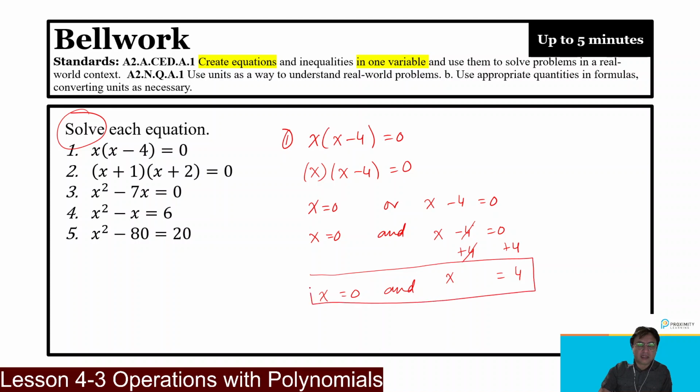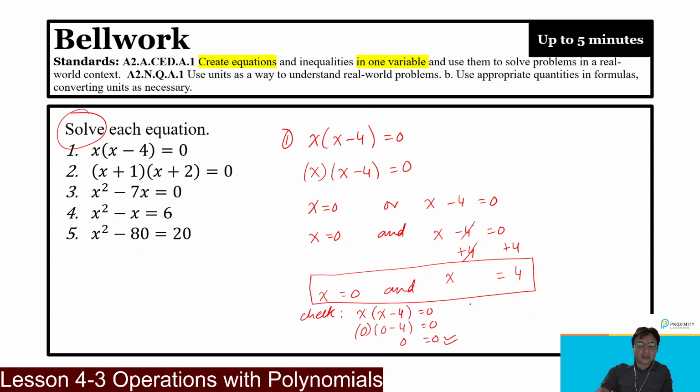If I plug in either 0 or 4 into this equation, I should get a 0 as the answer. Let's check. It's very important to check. So I have my original equation. I'll say x times x minus 4 equal to 0. Let's try 0 first. So I'm going to say 0 times 0 minus 4 equal to 0. 0 times anything is a 0, so 0 equals 0.